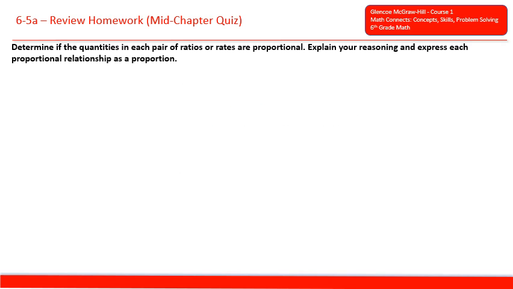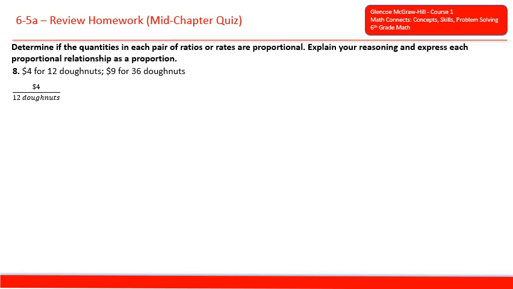Determine if the quantities in each pair of ratios or rates are proportional. Explain your reasoning and express each proportional relationship as a proportion. Number 8, $4 for 12 donuts or $9 for 36 donuts.